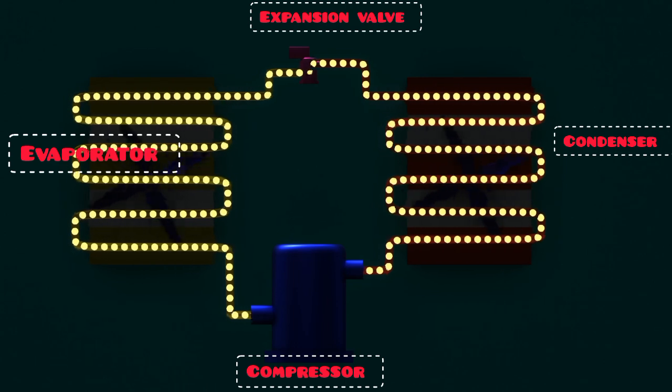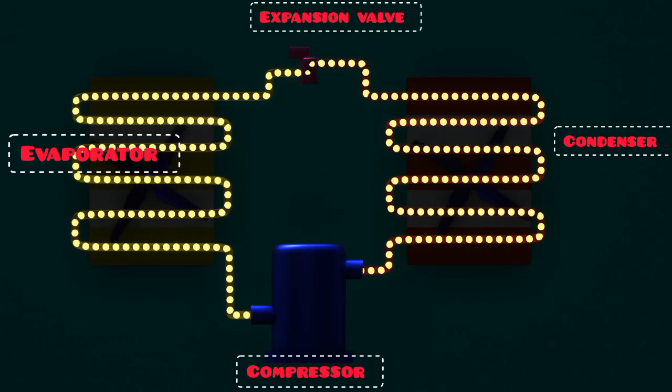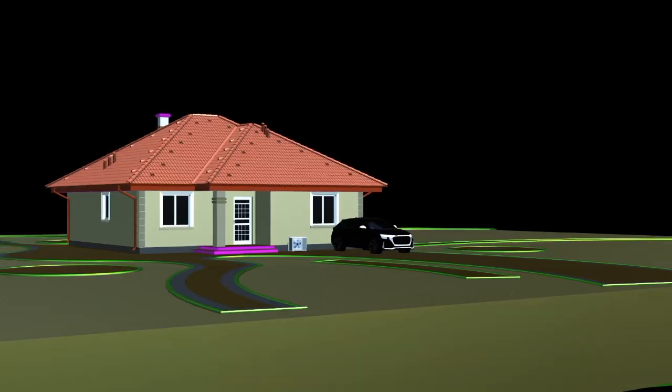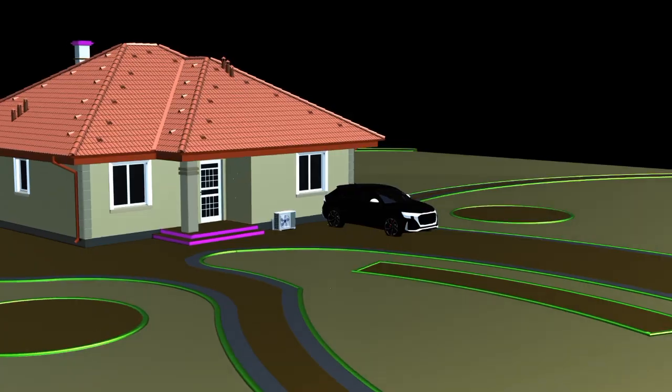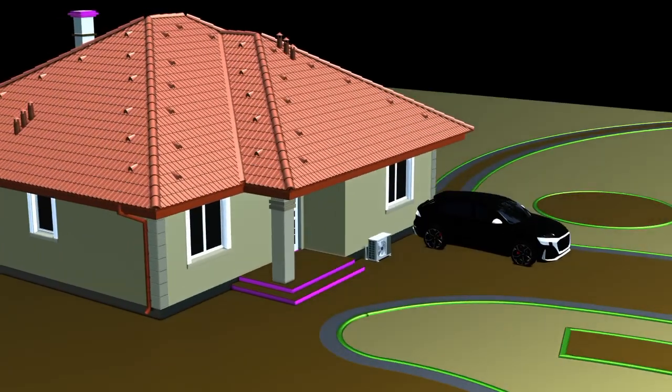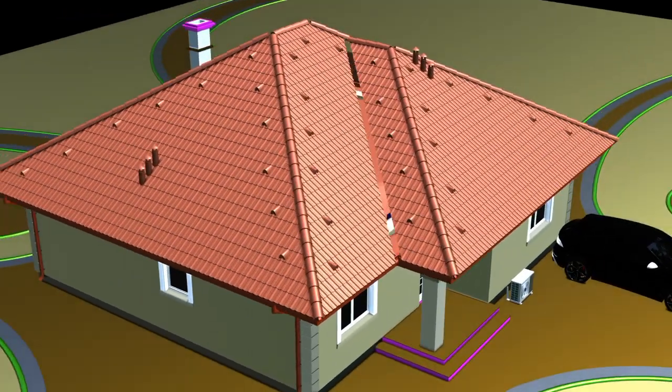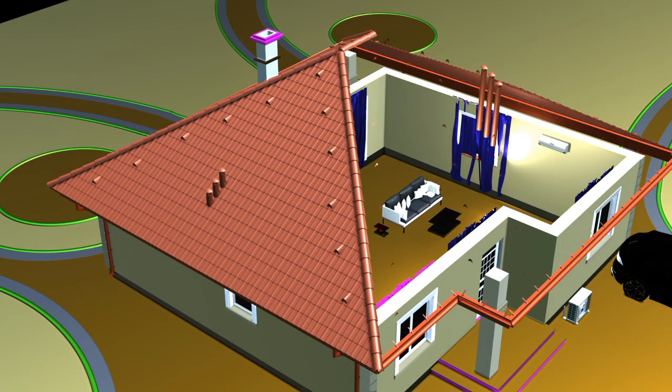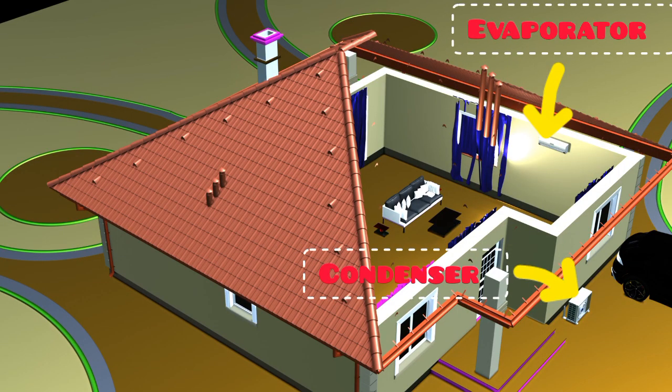Both the condenser and the evaporator are heat exchangers. The condenser is installed outside the building, while the evaporator is located inside the room that needs to be cooled. Their physical separation is intentional, because the system must remove heat from indoors and reject it to the outdoor environment.